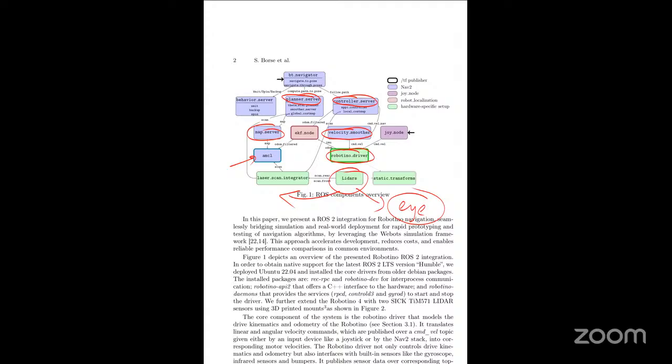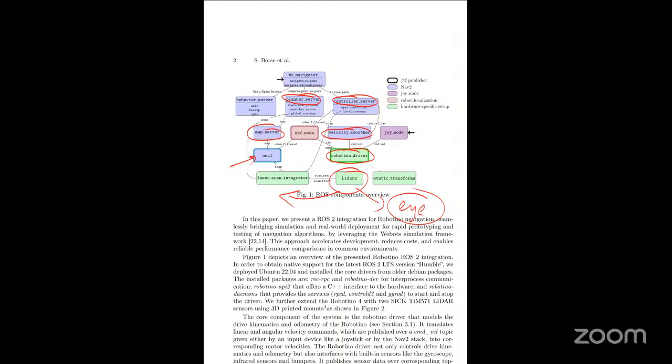Then the TF publisher, transform frame. This is the main part of ROS. This will be telling the relations between coordinate frames. For example, we have map, odom, base link, laser, camera. This is how Nav2 identifies the current position of the robot using TF.